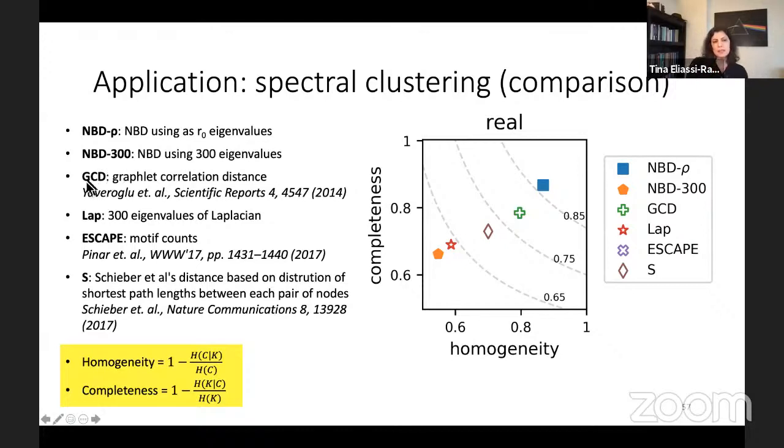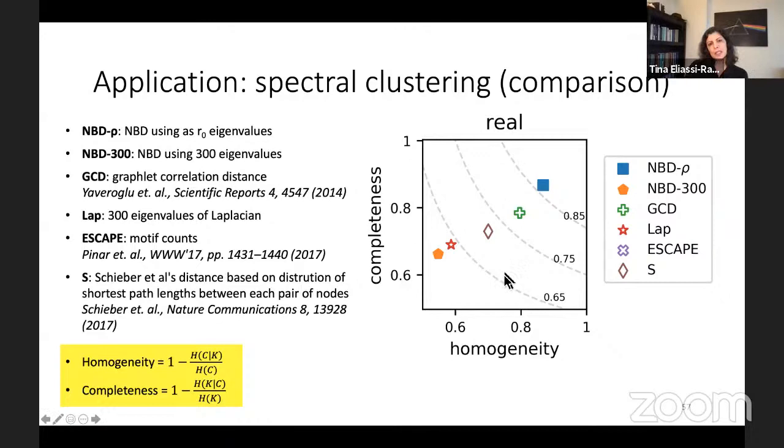So we looked at GCD, which is a graphlet correlation distance approach. We just looked at the top 300 eigenvalues of the Laplacian matrix. We looked at this paper by Ali Pinar et al. that appeared in the World Wide Web Conference, which is doing counts of motifs in the graph. And we also looked at this paper, which looks at a distribution of shortest path lengths between each pair of nodes, and that way it's trying to measure distances.